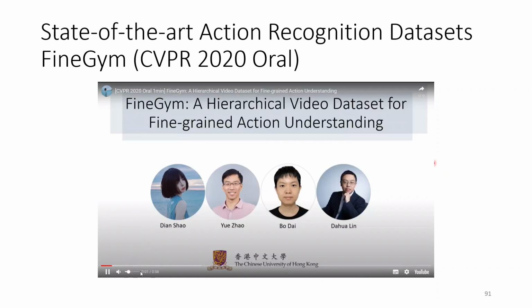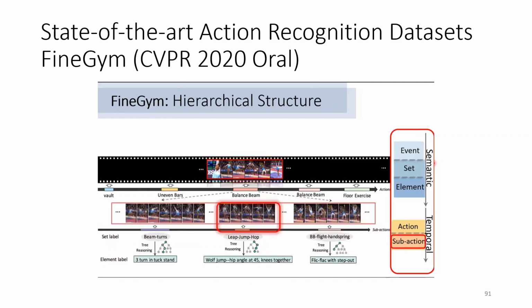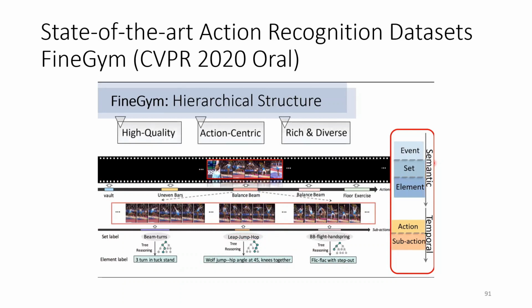Here I will present our work, FineGym, a hierarchical video dataset for fine-grained action understanding. FineGym focuses on gymnastic actions, trying to bridge the gap between coarse and fine-grained action understanding. Annotations of FineGym are in 3 semantic levels and 2 temporal levels. Specifically, we provide temporal locations for each action instance and its event label. We further divide it into sub-actions, providing set label and element label. FineGym is distinguished due to its high quality and rich annotations and its action-centric video data.